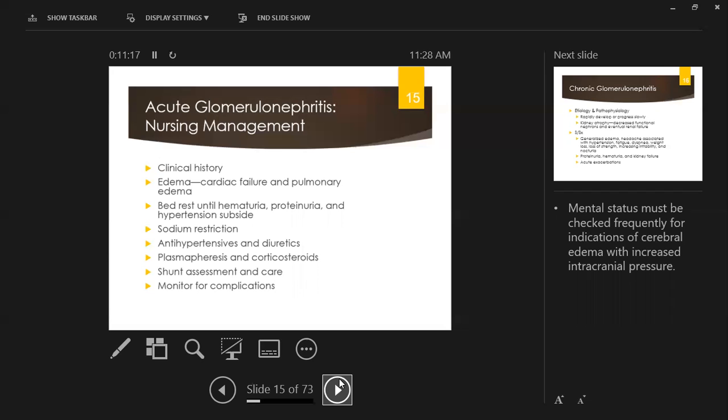We also may want to take a look at their shunt if one is placed in order to make sure everything looks good with it and that care is provided. And then monitor your patient for complications. One of the common complications is that edema. Unfortunately, when we have edema or third spacing, it can also result in swelling in the brain. So it's important that we're often checking mental status for indications of increased intracranial pressure.